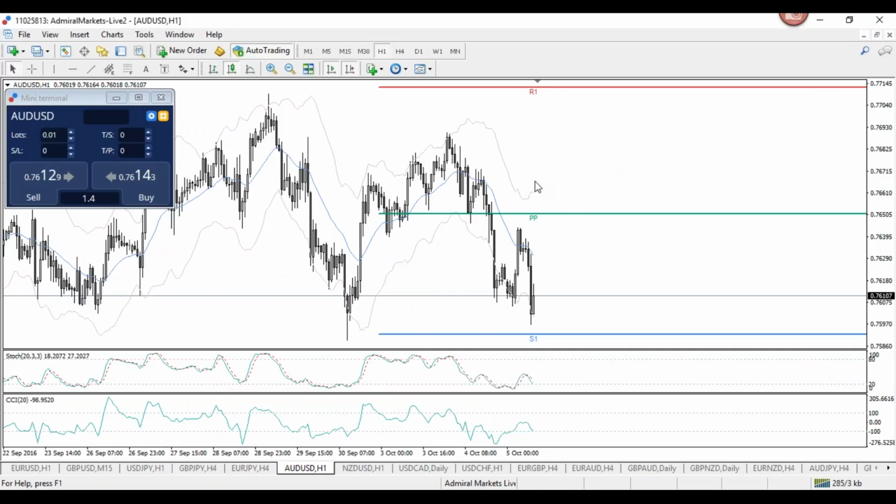These are Admiral Keltner and Admiral pivot points, by the way, and it's getting close to the S1, which could be a bouncing spot. This is the mini terminal of Admiral Markets MT4 Supreme, by the way, as well.